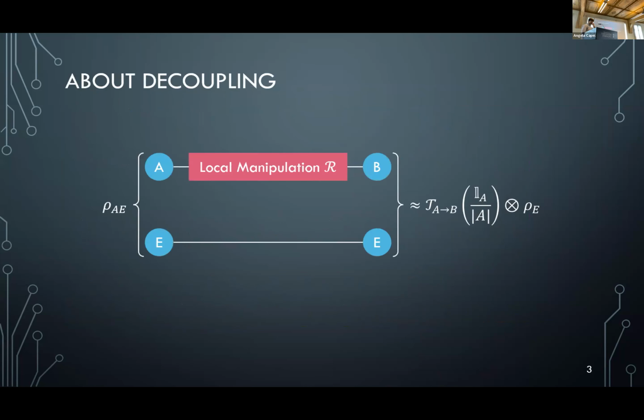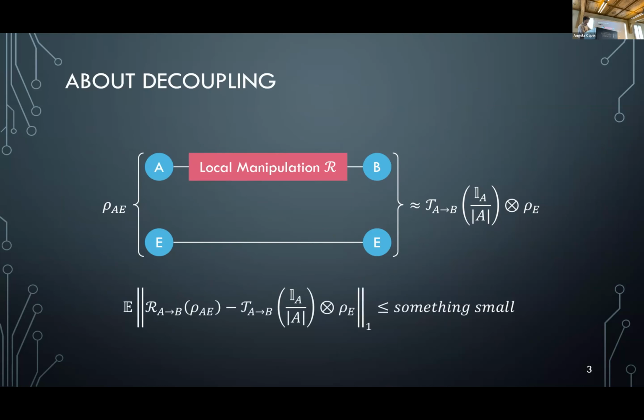So let's start with the problem at hand, which is decoupling. In decoupling, we have an initial state which is correlated between the systems A and E, and we want to do some local manipulations on the first system, on A, such that the output is uncorrelated from E and also uniform. That's the main idea, and this problem was tackled mathematically before. What we want to do is this thing here. We want to see that the expectation value of the trace distance between this manipulation and the ideal decoupled state is small, meaning that we have achieved decoupling.